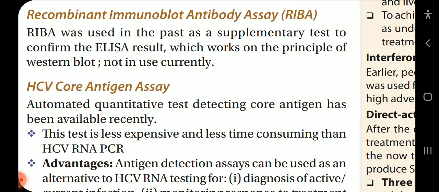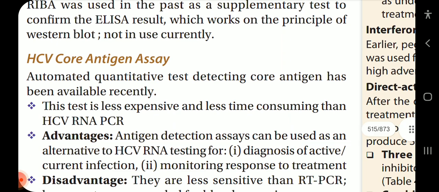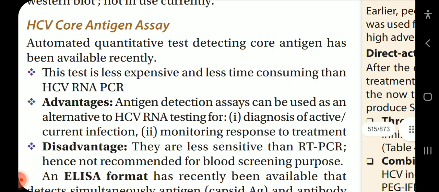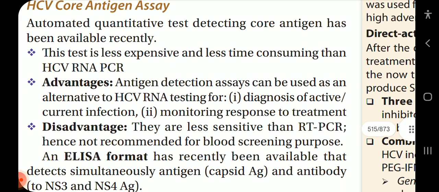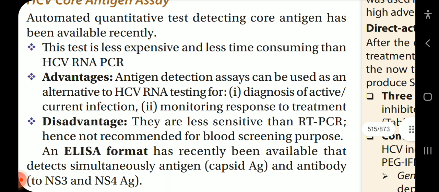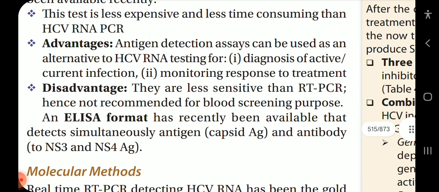REBA was used in the past as a supplementary test to confirm the ELISA result, which works on the principle of Western blot, and is not in use currently. HCV core antigen assay: an automated quantitative test detecting core antigen has been available recently. This test is less expensive and less time consuming than HCV RNA PCR.